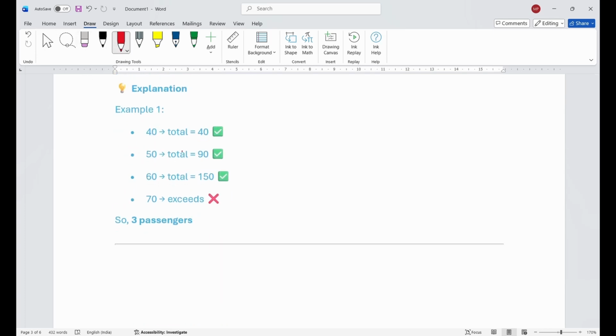If you look at the explanation for the first example, first the person with weight 40 comes and is given permission, and the person with 50 also comes and is allowed to enter the balloon. Then the person with weight 60 comes, so the total is equal to the balloon's capacity, and we give permission. When the next person comes with a weight of 70, it exceeds the total capacity of the balloon, so he is not allowed to enter the balloon at that time. The total number of passengers allowed is 3.